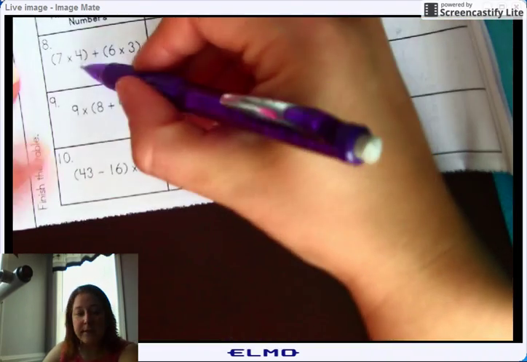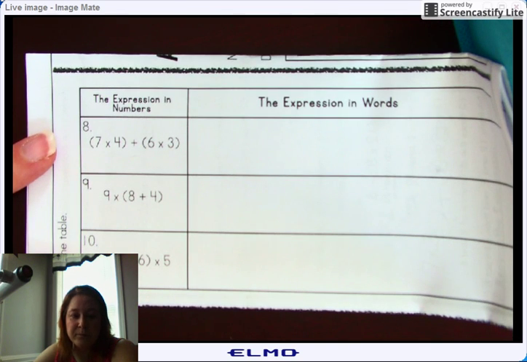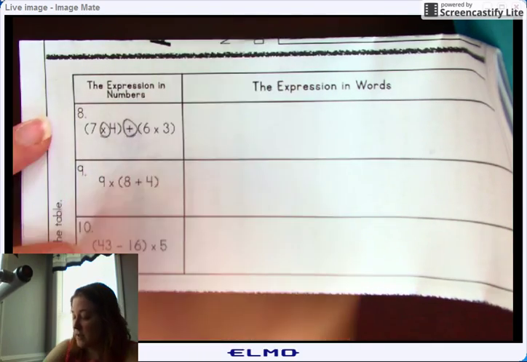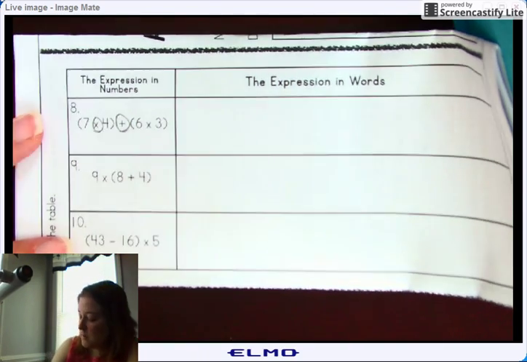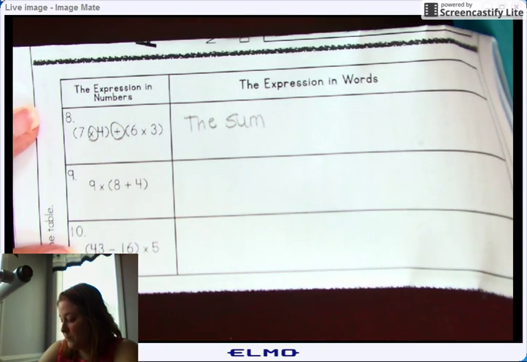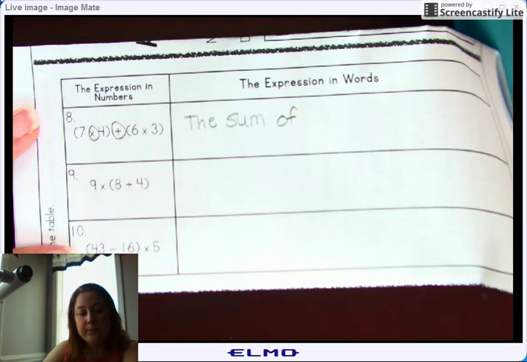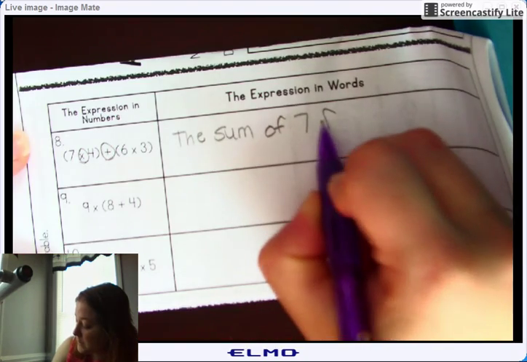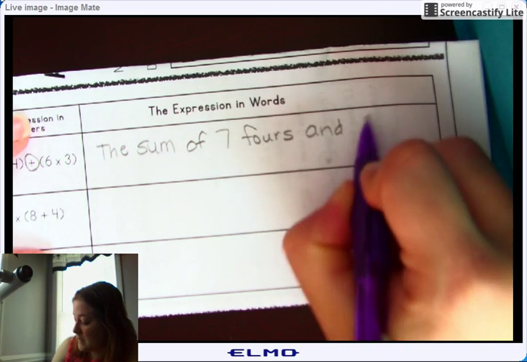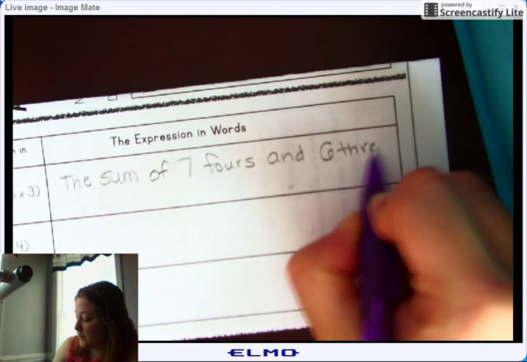And we're on the back. Write the expression in words to explain this. You can see there's already parentheses. We have multiplication and we have addition. So I'm going to get you started off on this one. I'm going to say the sum of seven fours and 6 threes.